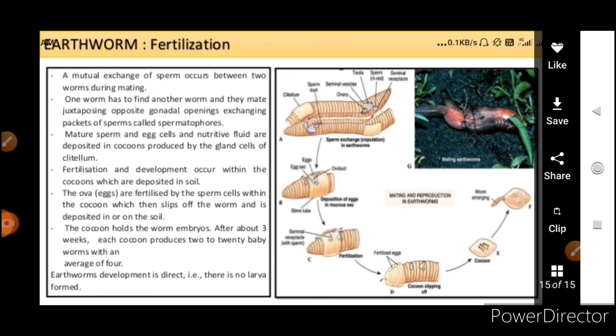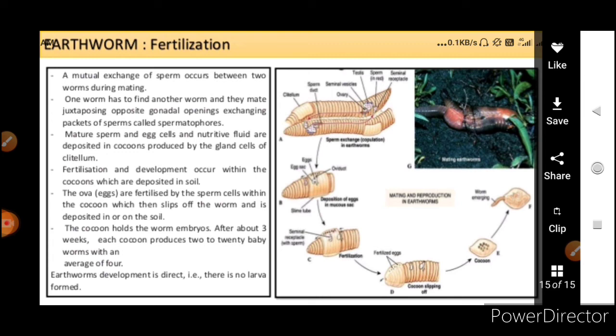Now mature sperms and egg cells and nutritive fluid are deposited in cocoons produced by gland cells of the clitellum. Now fertilization and development occur within the cocoons which are deposited in the soil. The ova are fertilized by the sperm cells within the cocoon, which then slips off the worm and is deposited in or on the soil.